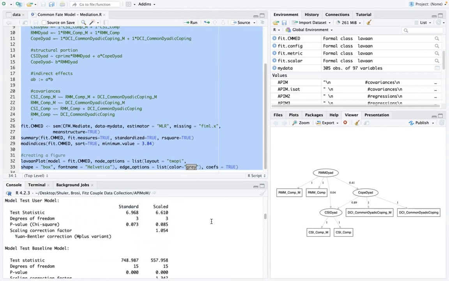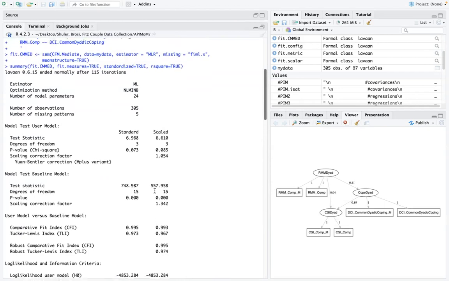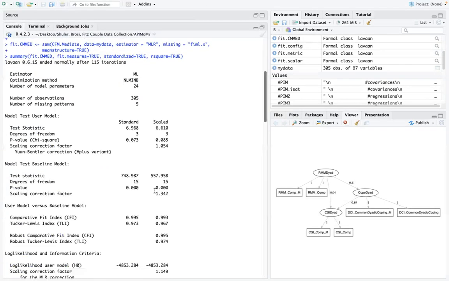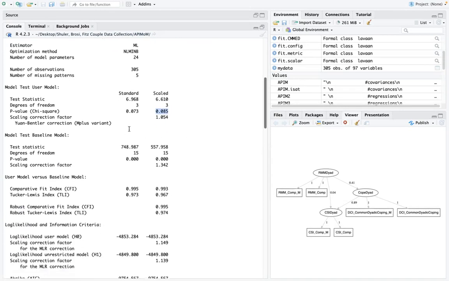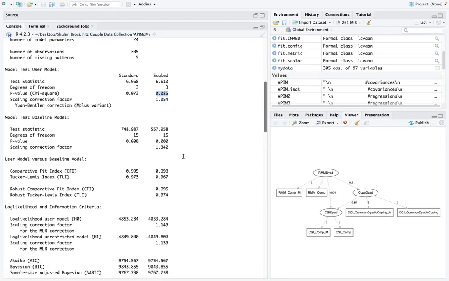And so we will shift over to our output. So we can make this a little bit bigger so we can get a sense of what our model is doing. And so we have 3 degrees of freedom. We have a fairly reasonable chi-square statistic. It is not significant. And so this, again, provides preliminary evidence that our model is fitting. Again, we'll take a gestalt approach and consult all the other fit indices as well.